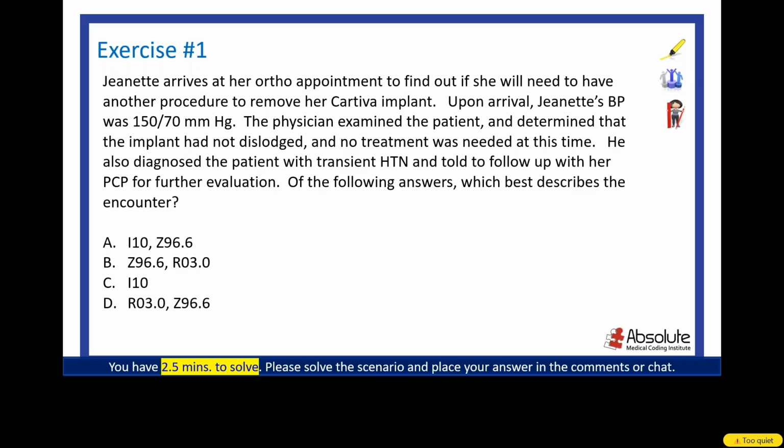Coders, you have 2.5 minutes to solve your problem, and it begins now.